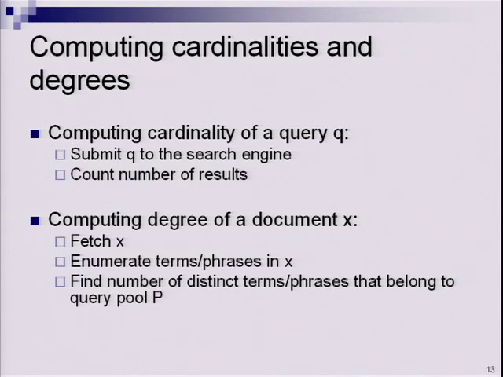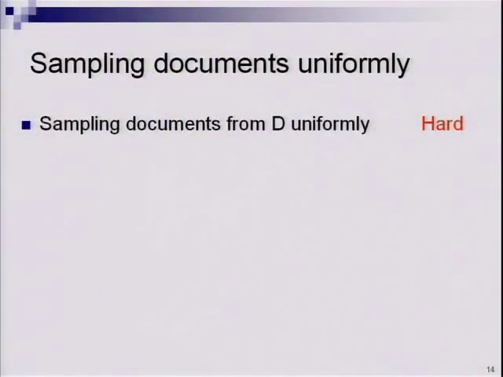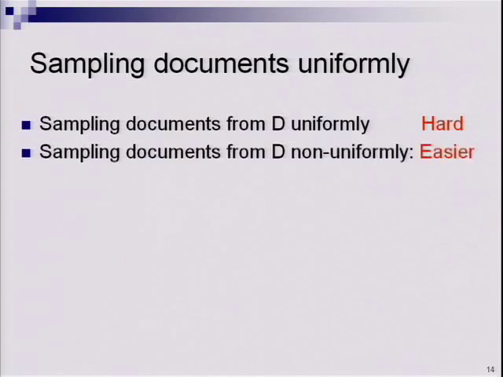OK. So from now on, we assume that given a query, we can compute its cardinality. And given a document, we can compute its degree rather easily. How do we use these facts to sample pages uniformly from D? So it looks like that sampling pages from D, at least directly, is hard. It's a hard problem. We don't know how to do it directly. However, it will be easier for us to sample documents from D according to a different distribution, not necessarily the uniform one.